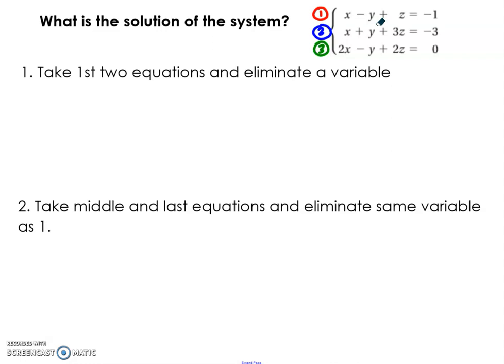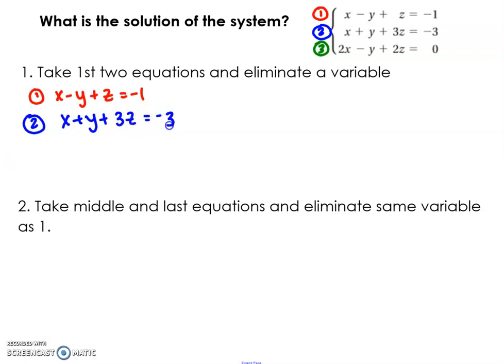I usually look for what variable has the same coefficients in front, so that I don't have to multiply by crazy numbers. So I would choose to eliminate the y in all of these because all of the y coefficients are 1. I'm going to use the first two equations. Equation 1 is x minus y plus z equals -1, and equation 2 is x plus y plus 3z equals -3.